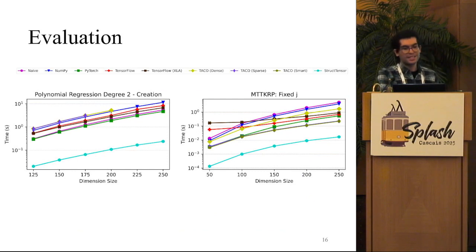And we've done some extensive evaluation. As an example, we have some of them here. Polynomial regression degree 2 is the example that we had throughout the slides. And as you can see, if we change the size of the input vector from 125 to 250, we can get 1 to 2 orders of magnitude performance boost compared to PyTorch, NumPy, TensorFlow, and Taco. All of them have very optimized kernels, but we can outperform them because we are structure aware. And MTTKRP is another kernel which is used for tensor factorization. It's very important. And in this case, we get between 1 to 4 orders of magnitude performance boost.